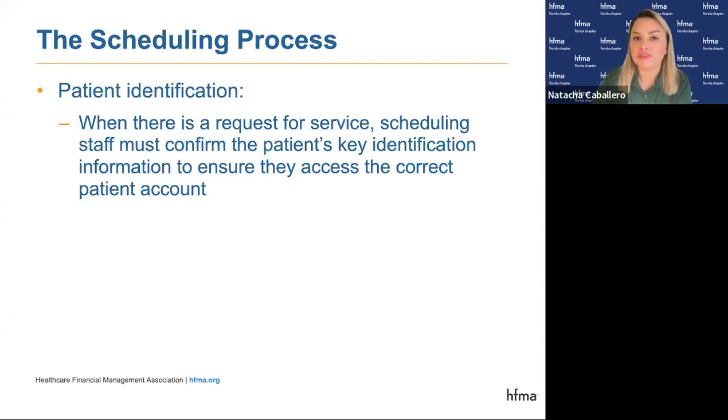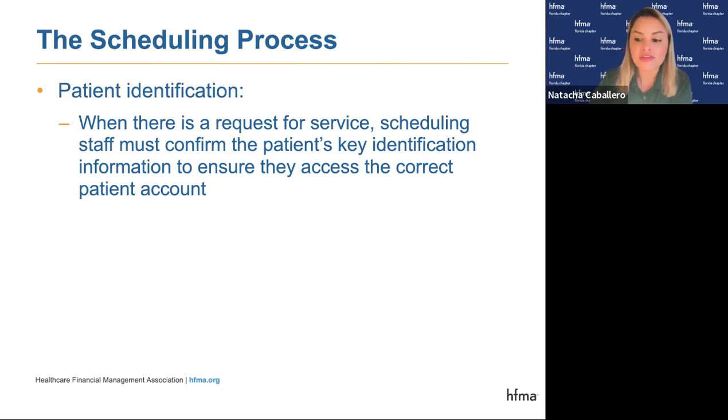When there is a request for service, the scheduling staff must confirm the patient's unique identification record to ensure that she or he has accessed the correct information in the historical database. Obtaining and confirming accurate patient information is extremely important in order to avoid data errors such as duplicate medical record numbers or choosing the wrong patient. Once that correct patient is identified, remaining demographic information is obtained and or validated and updated as necessary.